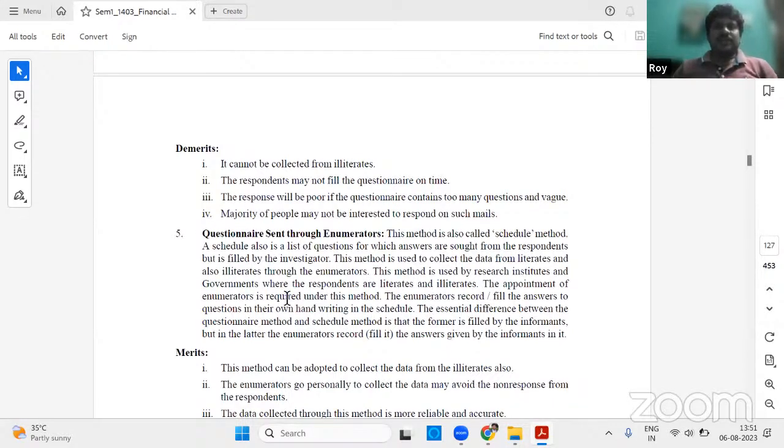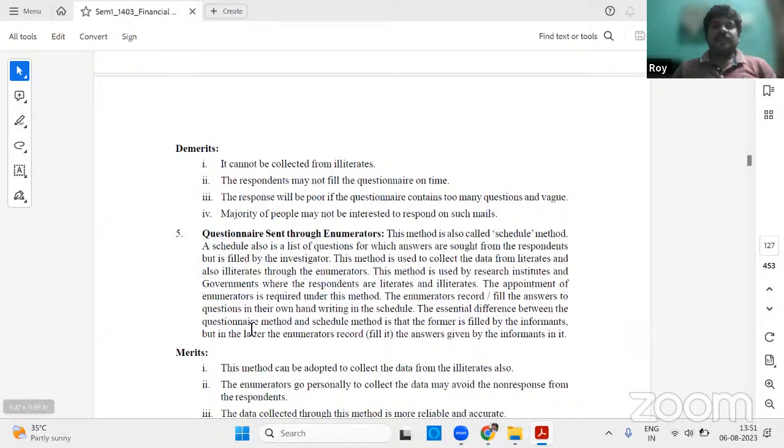Research institutes and governments where the correspondents are literate and illiterate, the appointment of enumerators is required under this method. This is very important. The enumerators fill the answers to the questions in their own handwriting in the schedule. They need to fill it with their own handwriting.